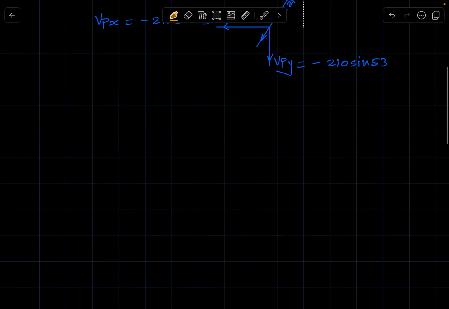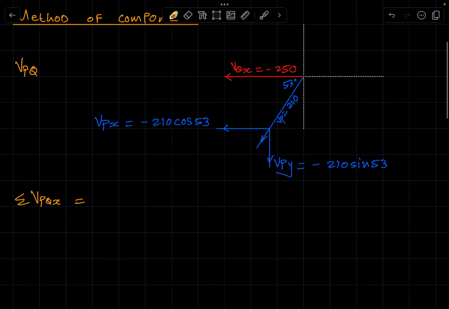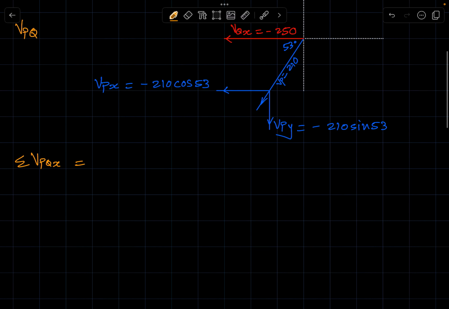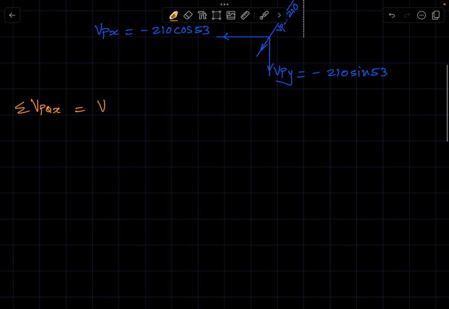So in doing that, say the sum of VPQ in the x direction is equal to, now we look at the components, as per our Cartesian plane, the components in the x direction, starting with the component of P in the x direction, seeing that we're looking for P relative to Q. So the component of P in the x direction we've denoted as VPX plus VQX. It is important to write this down for context.